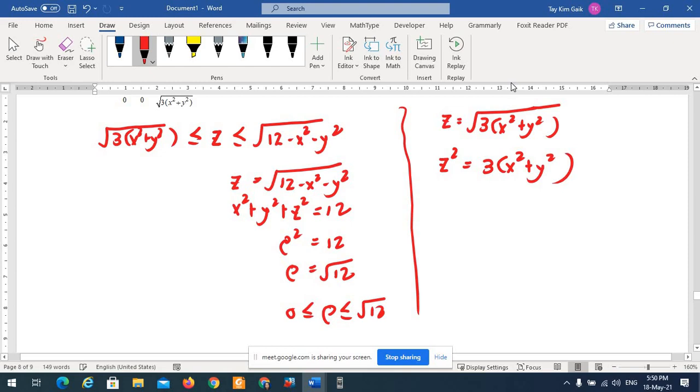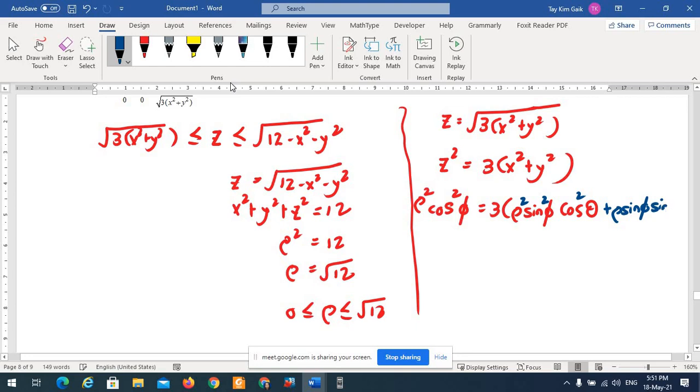Eliminate the square root, you square both hand sides. Now plug in z is actually rho cos phi, so z squared is rho squared cos squared phi. x is rho sin phi cos theta, squared it: rho squared sin squared phi cos squared theta. y is rho sin phi sin theta, and then y squared is rho squared sin squared phi sin squared theta.